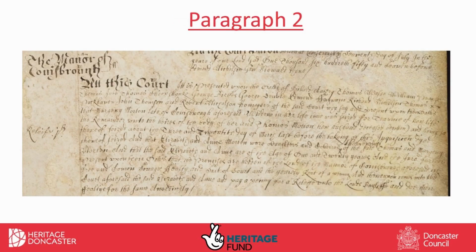This paragraph starts off by listing the 12 members of the jury. They were also known as the homage or homagers, indicating that they'd done homage to the Lord, that is, sworn an oath of fealty or loyalty to him, and they've also been sworn in as jurors.